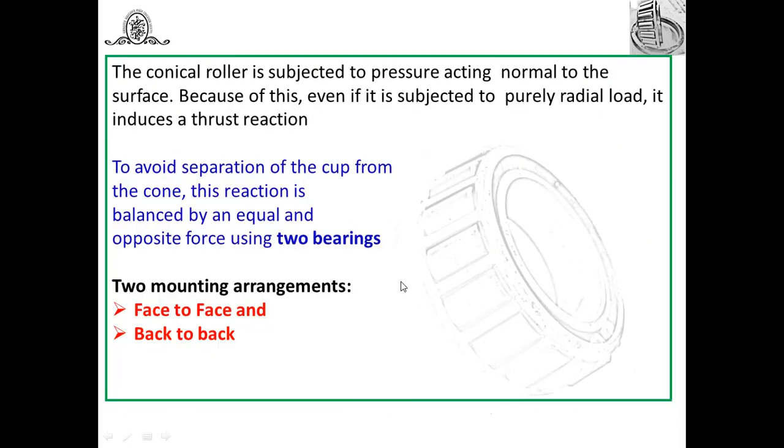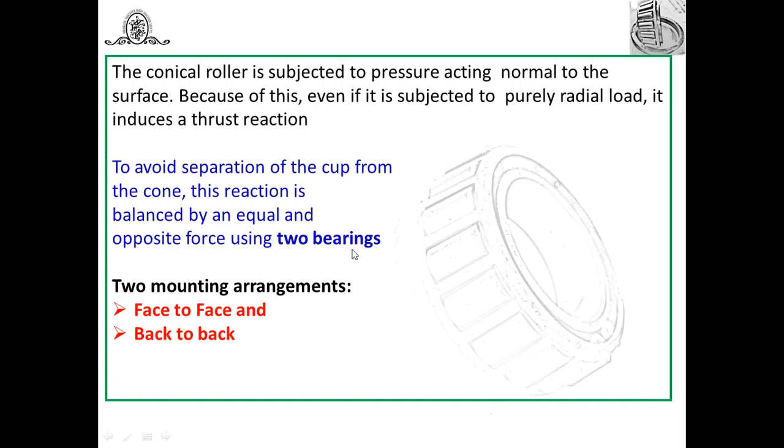Again here, in the case of a conical roller bearing, when it is subjected to pressure acting normal to the surface, what is going to happen? There is a thrust reaction because of the pressure. Try to understand. Even though the bearing is subjected to pure radial load, even though there is no axial load, it induces a thrust reaction. How to cope with such a problem? Because of this thrust reaction, there may be a possibility of separation of the cup from the cone, and therefore this reaction is balanced by an equal and opposite force using two bearings.